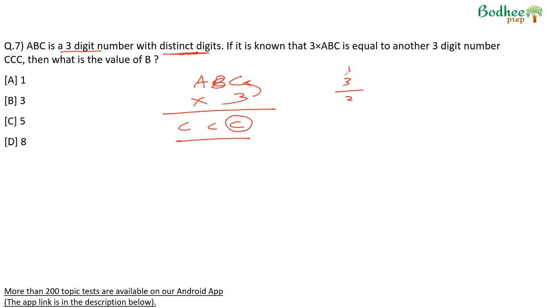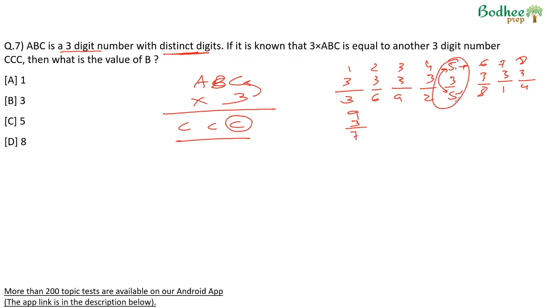1 into 3 ends in 3, not 1. 2 into 3 ends in 6, not 2. 3 into 3 ends in 9, not 3. 4 into 3 ends in 2 (12), not 4. 5 into 3 ends in 5 (15). So this is common. This is possible. 6 into 3 ends in 8 (18), not 6. 7 into 3 ends in 1 (21), not 7. 8 into 3 ends in 4 (24), not 8. 9 into 3 ends in 7 (27), not 9. So only in one case is this number and this digit the same.